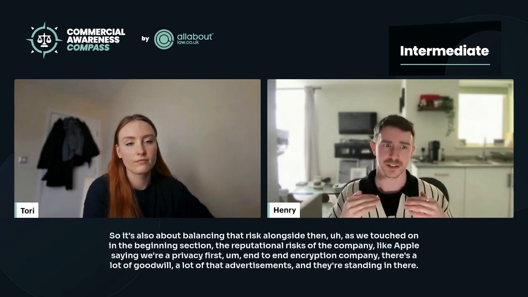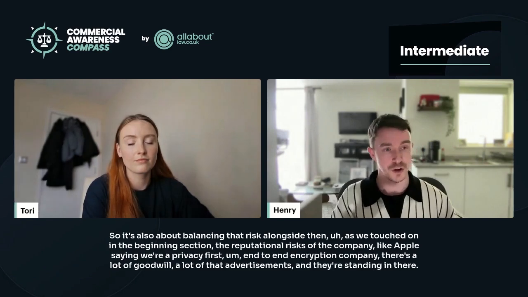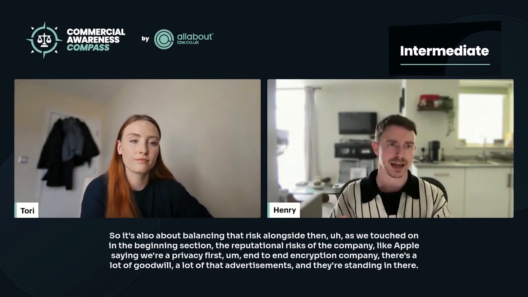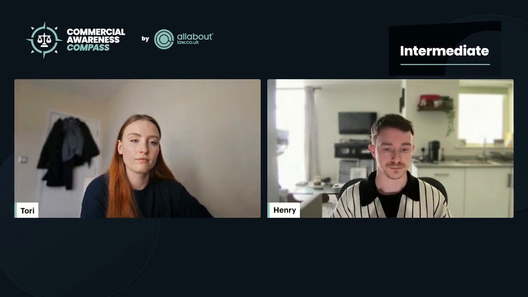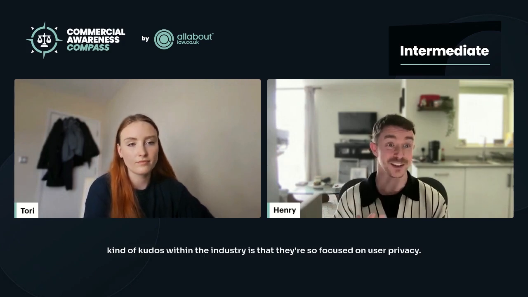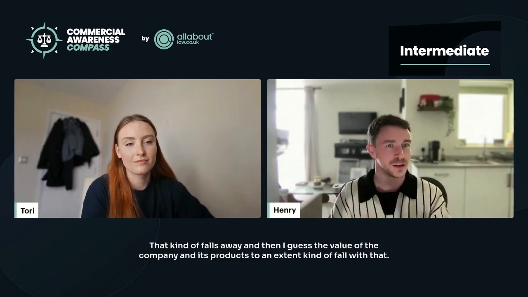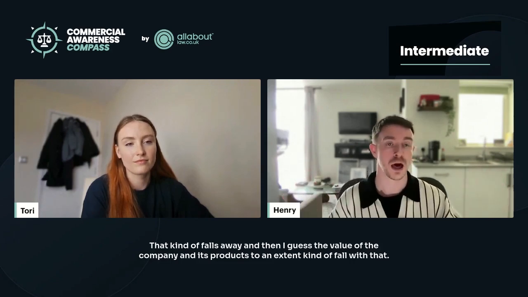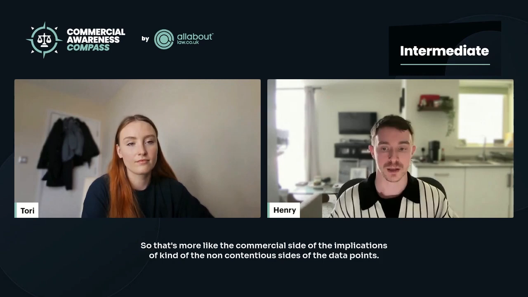So it's also about balancing that risk alongside, as we touched on in the beginning section, the reputational risks of a company like Apple saying we're a privacy first, end-to-end encryption company. There's a lot of goodwill, a lot of their advertisements and their kudos within the industry is that they're so focused on user privacy. That kind of falls away. And then I guess the value of the company and its products to an extent falls with that. So that's the commercial side of the implications of the non-contentious sides of the data points.